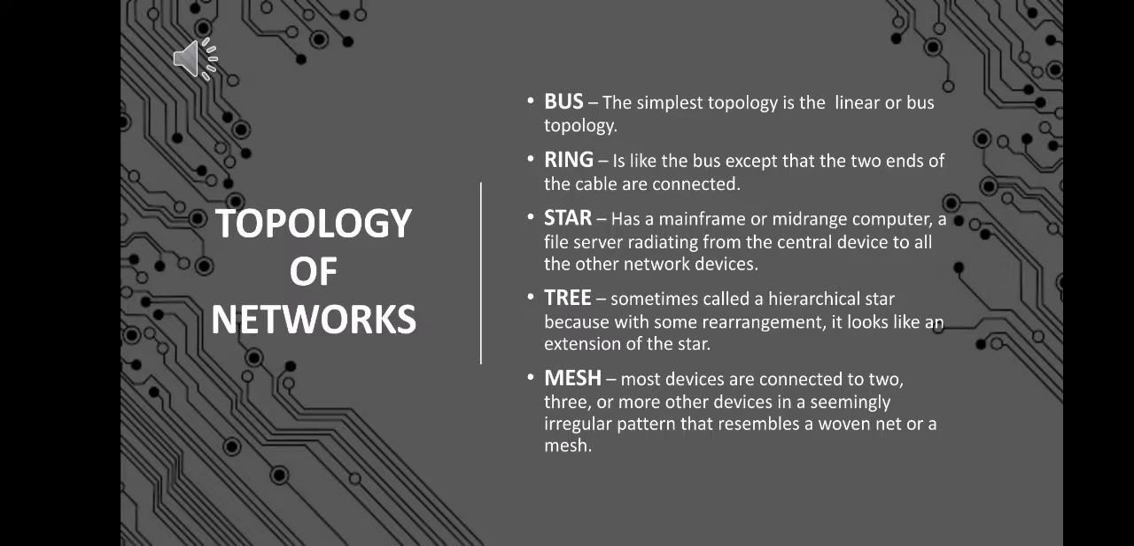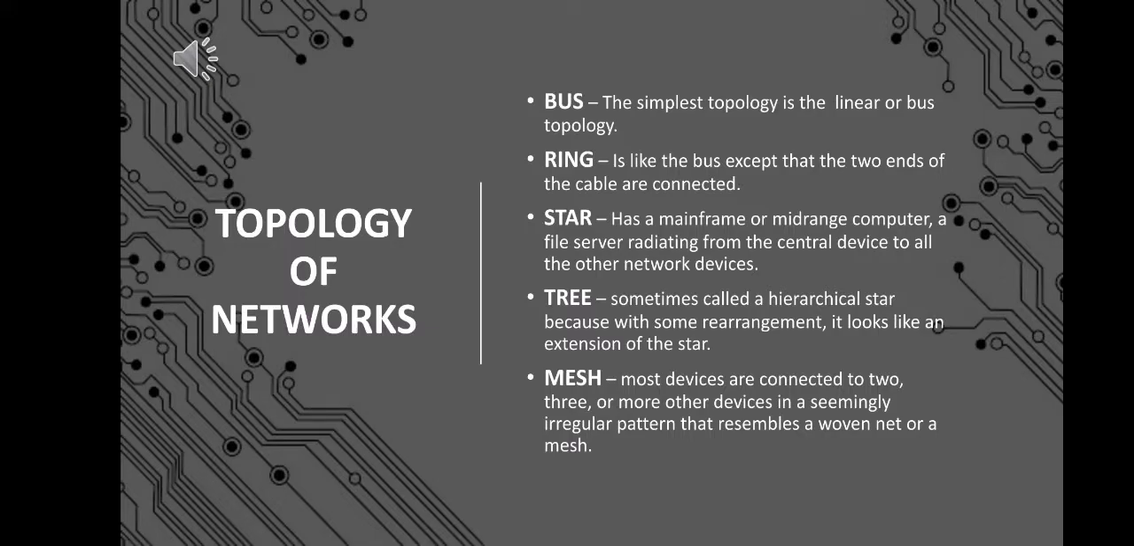The second topology is the ring. It is a network topology in which each node connects to exactly two other nodes, forming a single continuous pathway for signals through each node. Data travels from node to node, with each node along the way handling every packet.